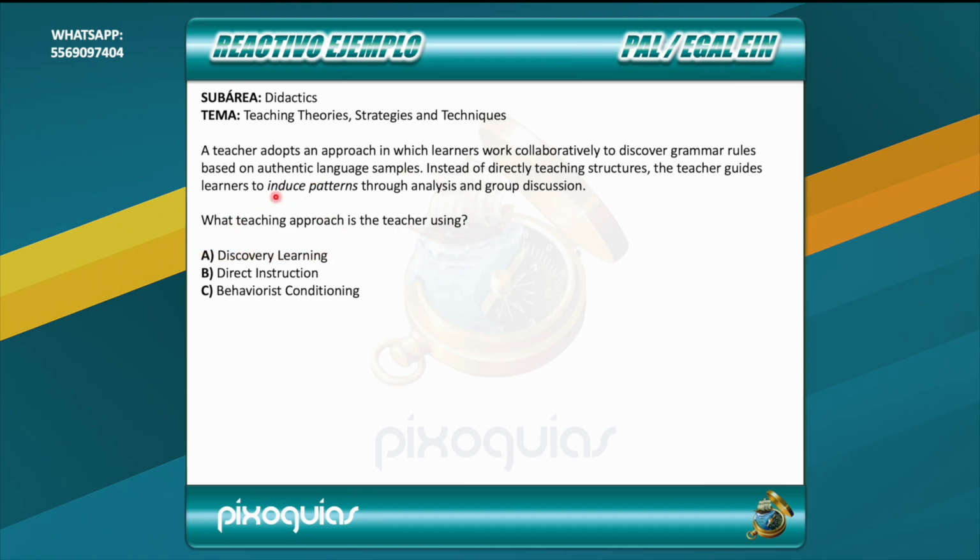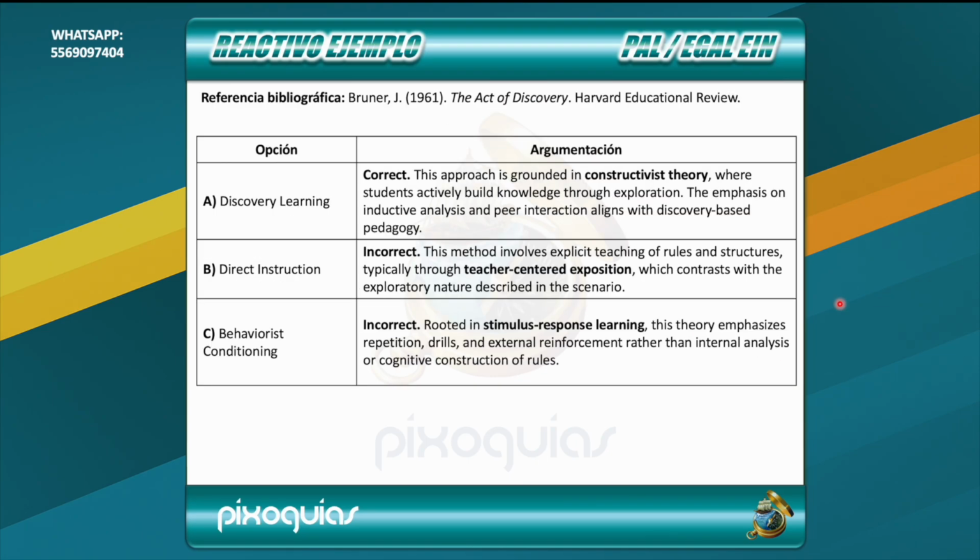A. Discovery learning. B. Direct instruction. Or C. Behaviorist conditioning. The correct answer is A. Discovery learning. This approach is grounded in constructivist theory, where students actively build knowledge through exploration. The emphasis on inductive analysis and peer interaction aligns with discovery-based pedagogy.